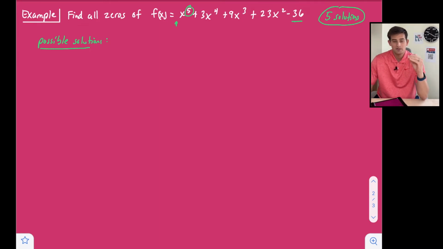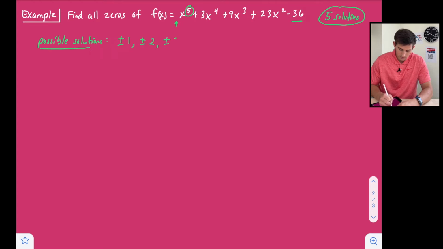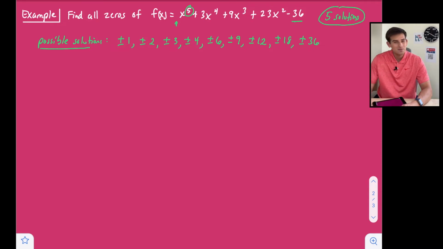The rational root theorem is awesome to use when we have a leading coefficient of 1, because then all of our denominators are 1 and they just go away. Whenever we're listing our possible solutions, we want to do this positive and negative. So we're going to write out the factors of 36: positive or negative 1, positive or negative 2, positive or negative 3, positive or negative 4, positive or negative 6, positive or negative 9, positive or negative 12, positive or negative 18, and positive or negative 36. So we have 18 possible solutions here.